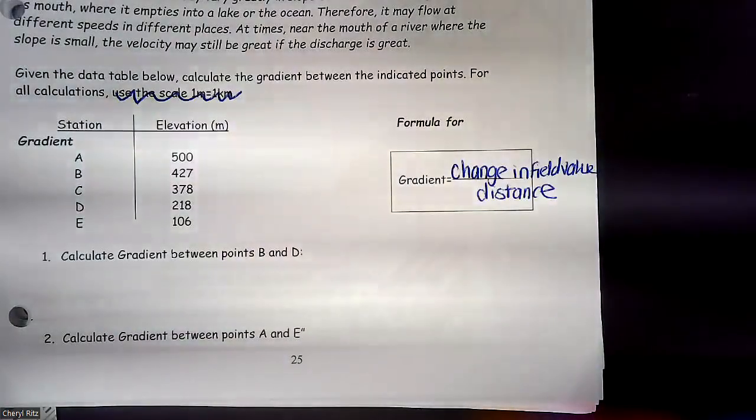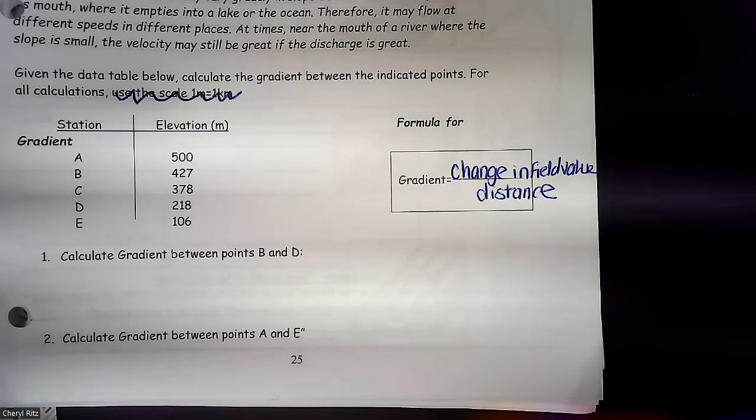Who remembers what the change in field value is? We did this back in chapter 2. This should not be news to you. It's the change in the elevation. So I provided some measurements on your packet there. Point A on this map is 500 meters above sea level. Point B is 427 meters above sea level. C is 378 meters above sea level. D is 218. And E is 106 meters above sea level.